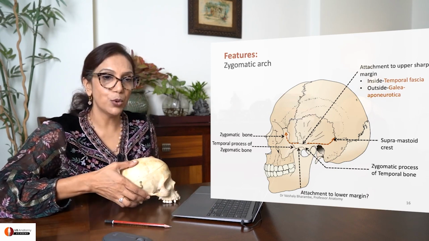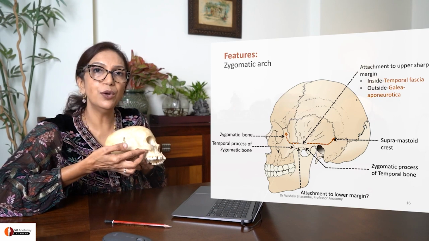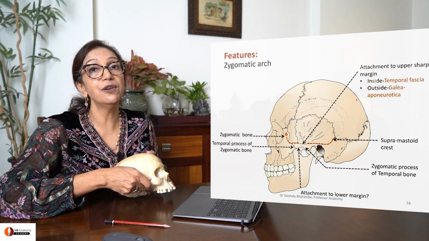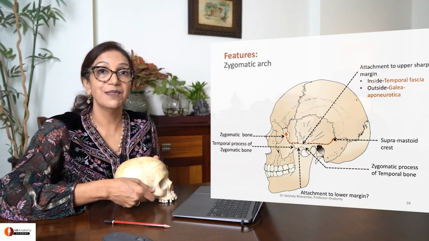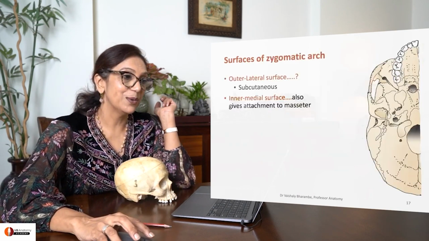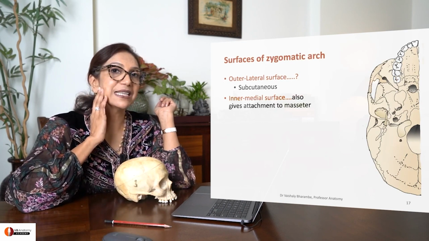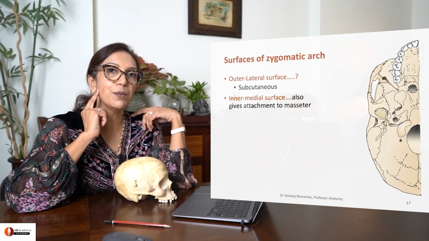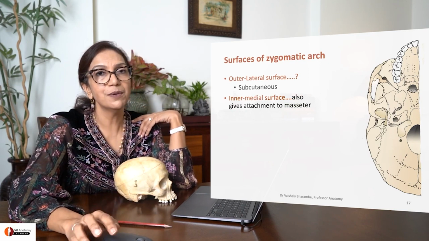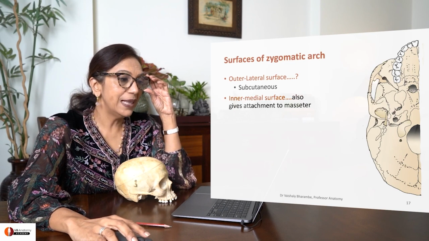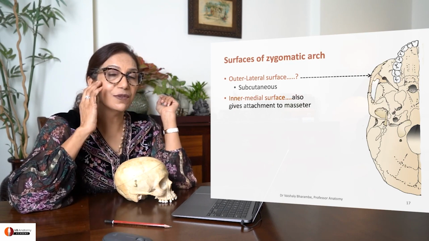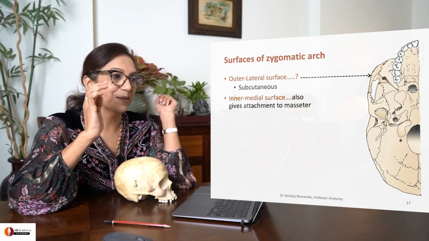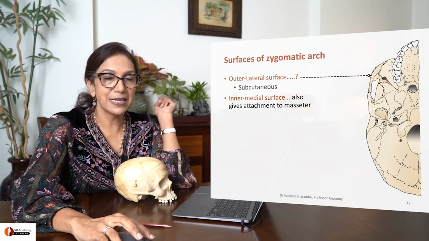Just like it has an upper border, the zygomatic arch also has a lower border, which along with the inner surface gives attachment to your favorite muscle. Which one? The masseter. Okay, I want all of you to feel your masseter here. Clench your teeth. Can you feel your masseter becoming prominent? A strong muscle of mastication. The lateral surface, the outer surface of the zygomatic arch is subcutaneous. You can all palpate it, isn't it? An inner surface gives attachment to masseter.